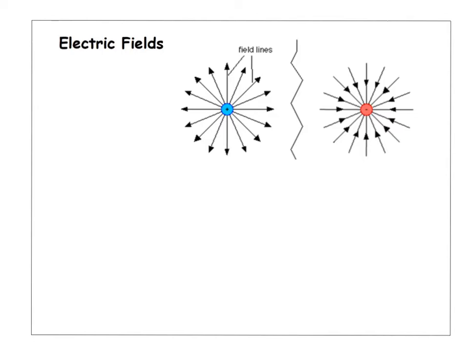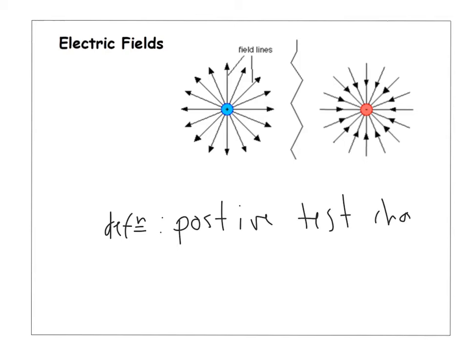So now electric fields. The way that we define these electric fields is with a positive test charge. Now, a positive test charge is an imaginary thing, but it's a positively charged particle. So if we were to take a positively charged particle and put it next to this positively charged thing, it would be repelled and would go away. If I were to take a positively charged particle and put it around a negatively charged particle, it would be attracted to it. So that's how we define electric fields.